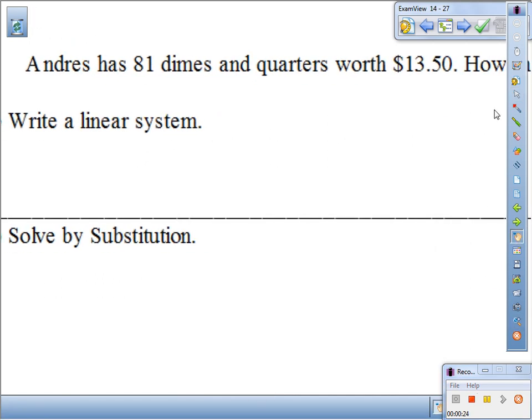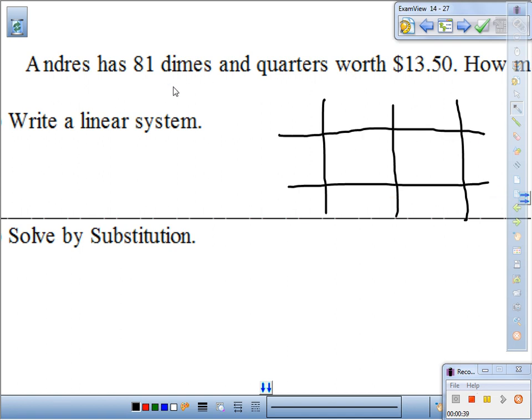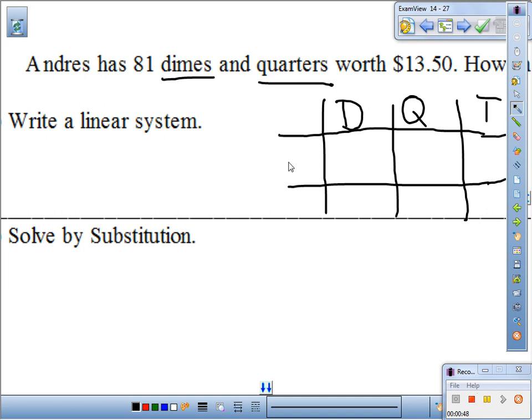And for this one, once again, I showed you how to make a table. If you don't want to make a table, that's fine as long as you write your system. But the table helps me get organized. So here we go. 3 lines down, 2 across. So the first one that they mention is what? Dimes. The second one is what? Quarters. And right here are total. Here is item. And what is the item? Coins.